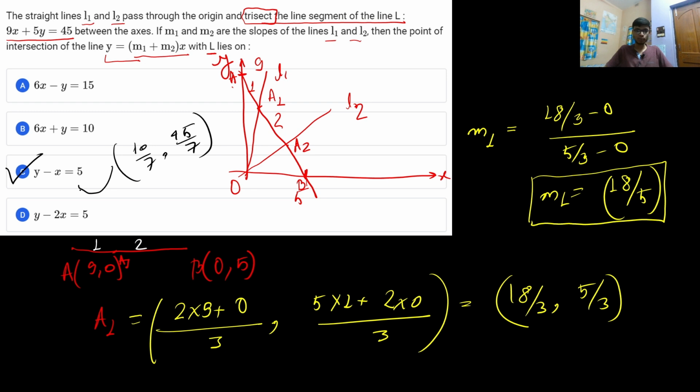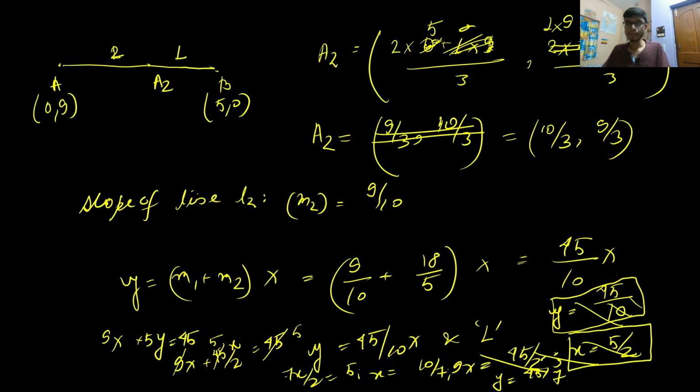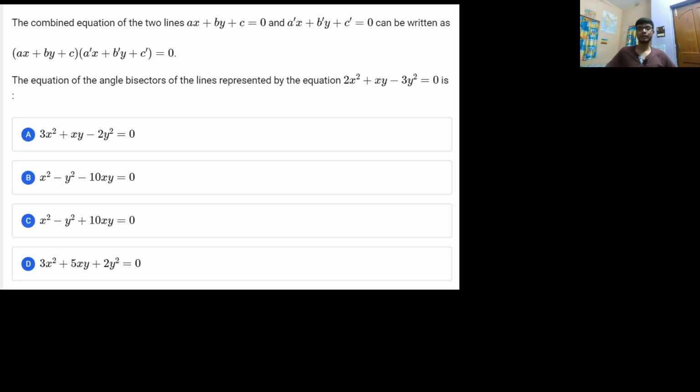You can check by putting this particular coordinate in y minus x is equal to 5. So you can see y minus x is equal to 5. Yes, it is correct. That means this satisfies option number C. So option number C is the right answer to this problem. I hope this solution was clear. Okay, and let us move further and solve the sixth problem.